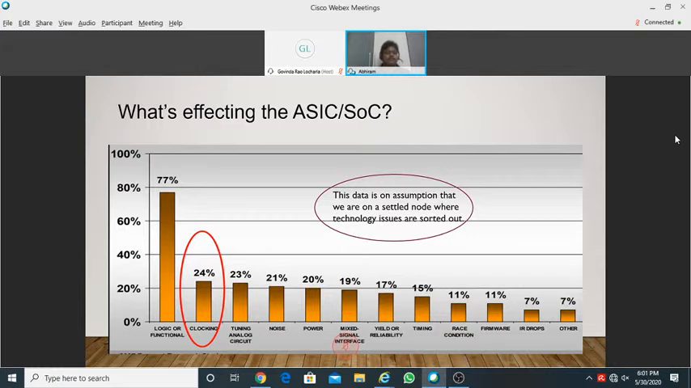And the second point is clocking. Now you are integrating an ARM processor or a Cadence IP or a PCIe bus, so many things, you're integrating controllers, and each of them operates at different frequencies.